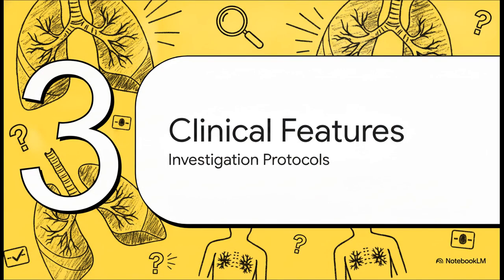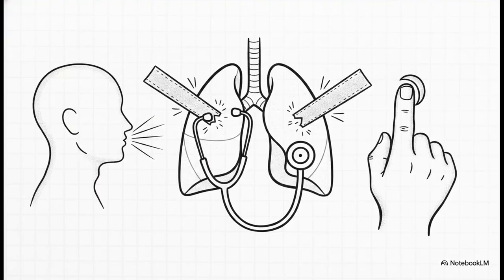All right, up next is Section 3, Clinical Features and Investigation Protocols. So let's bring this back to the patient. How does someone with these stiff, fibrotic lungs actually walk into the clinic? What are the clues that tell us this cascade is happening? Well, look out for the classic exam presentation. You're typically going to see an older patient reporting progressive exertional dyspnea, basically shortness of breath that just keeps getting worse over time, along with a persistent, hacking dry cough.